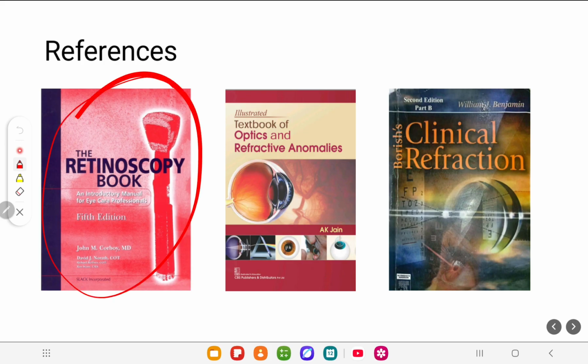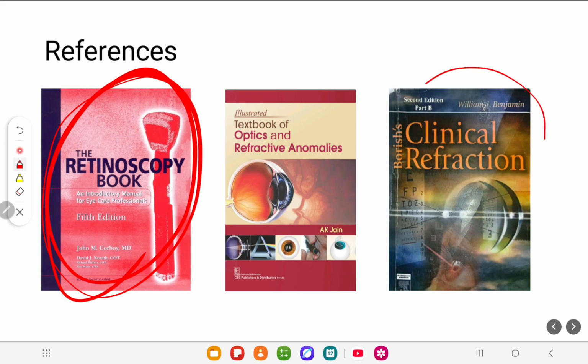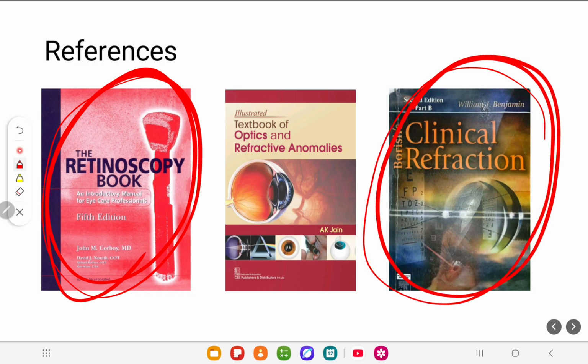So finally, all are good books. This is a great book to start with as an optometry student. This is the only book that cannot be replaced in optometry. Clinical Refraction is a very good book, and everyone should read it. And this is a good book also.